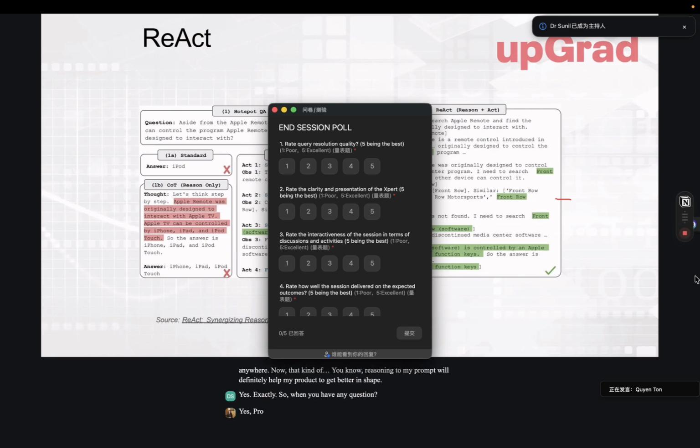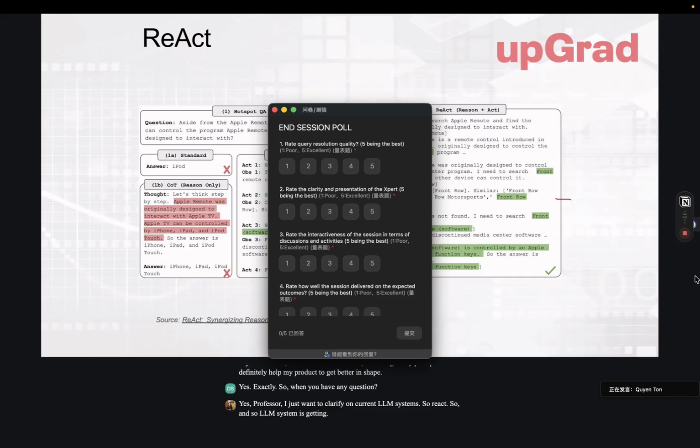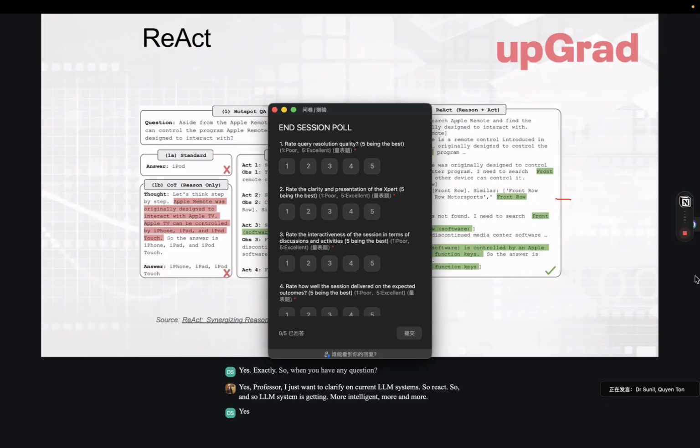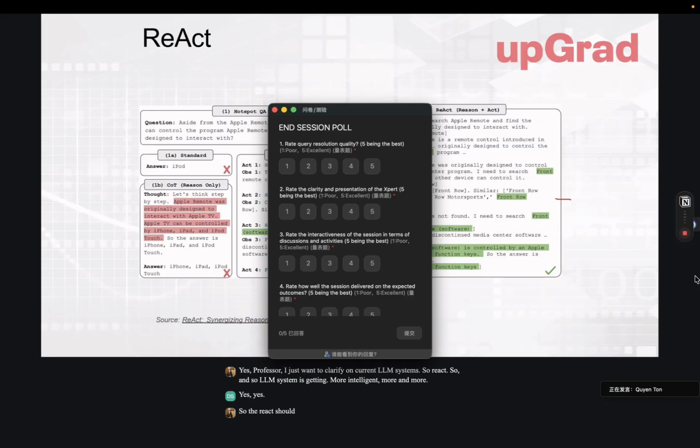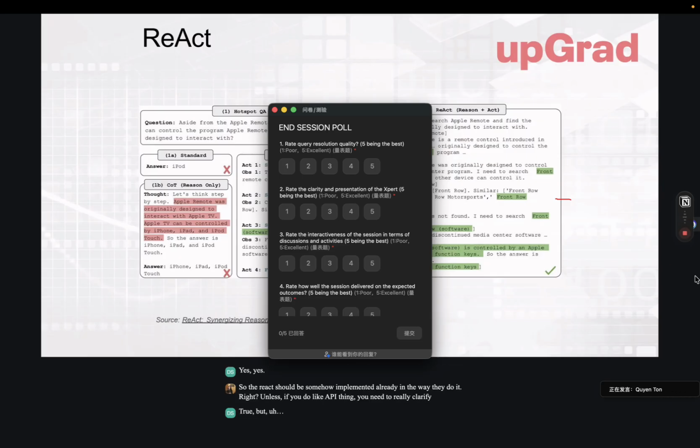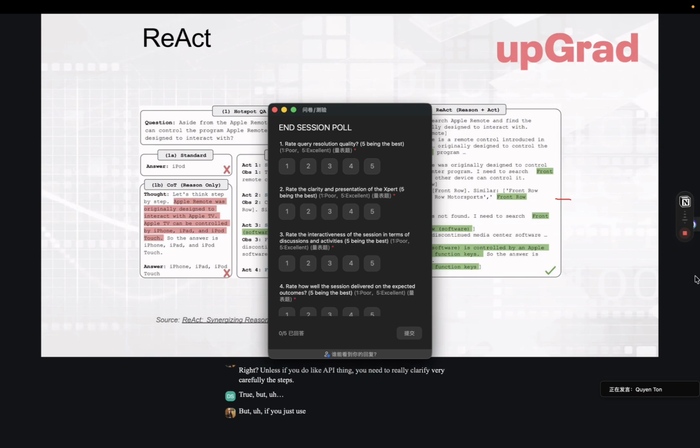Yes, Professor, I just want to clarify on current LLM systems. LLM systems are getting more and more intelligent. So ReAct should somehow be implemented already in the way they work, right? Unless you use APIs, where you need to clarify the steps very carefully. But if you just use prompts for an LLM, the LLM is supposed to have the ReAct system already installed, right?